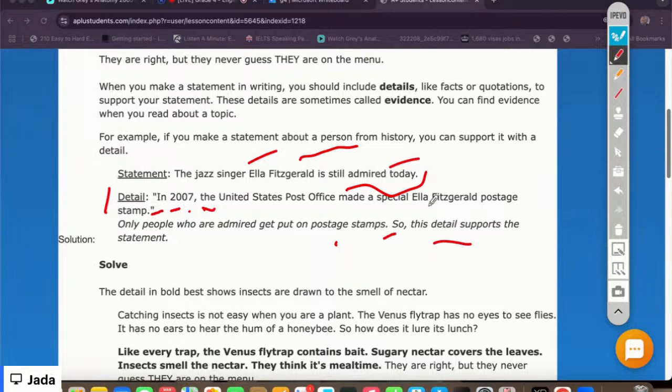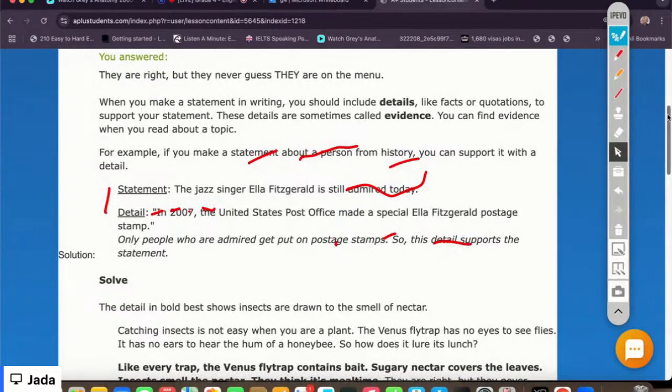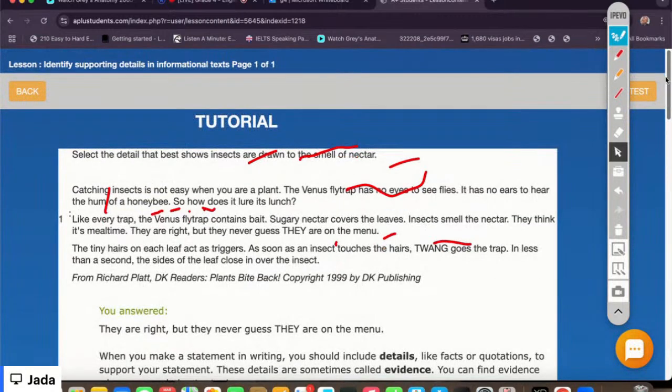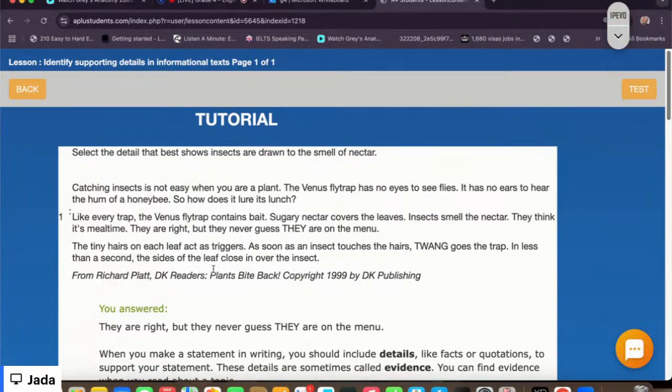All right, so that's the most important thing that we should know about writing. Once you're writing and making a statement, you need to have details and evidence that will back up the points that you are making. All right, so let's look at some examples here. Select the detail that best shows insects are drawn to the smell of nectar.